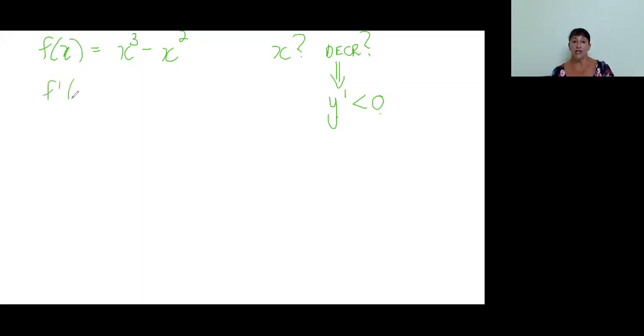So what I need to do is I need to find the derivative. So 3x squared minus 2x.